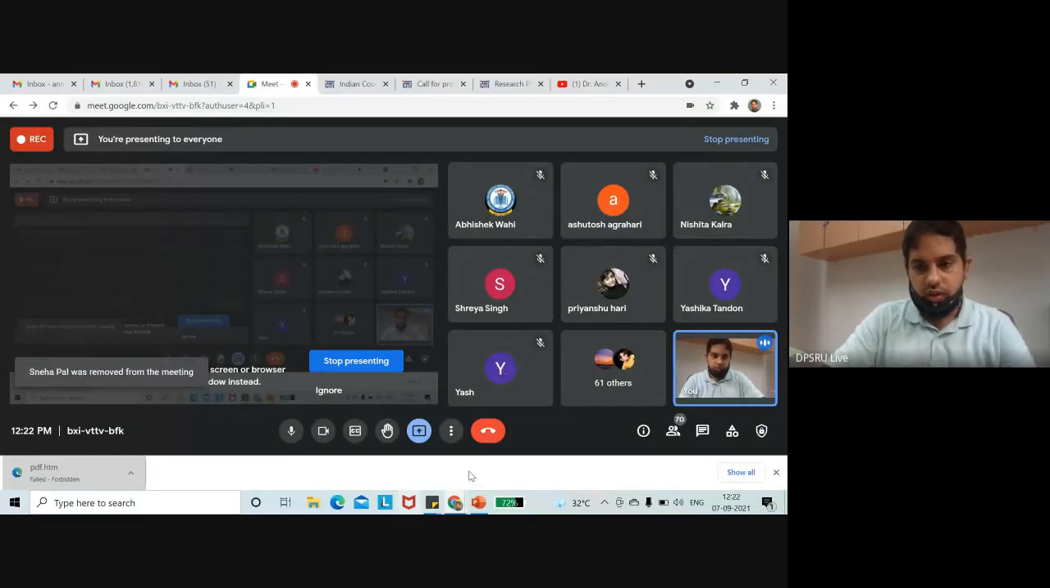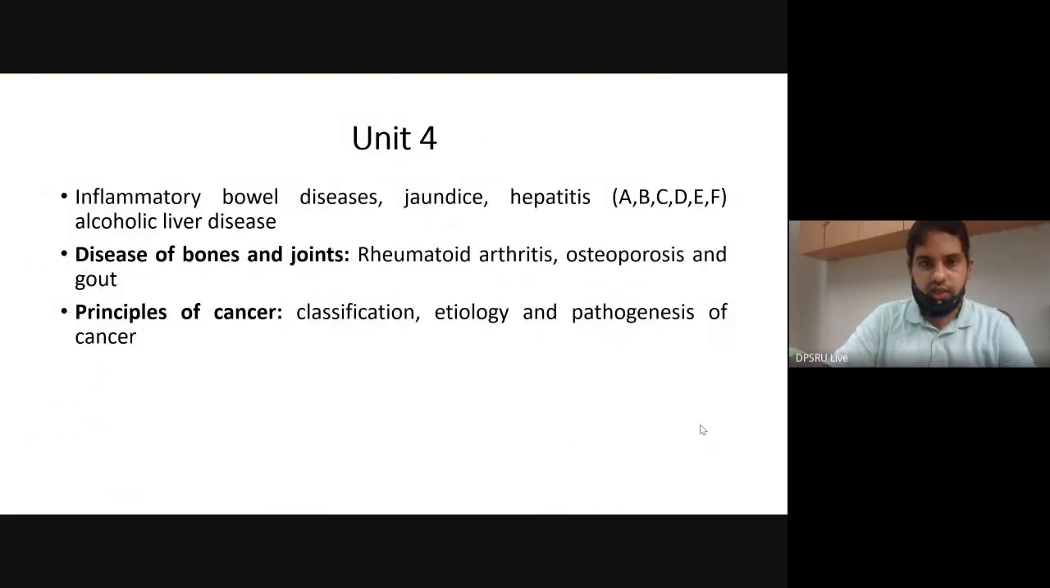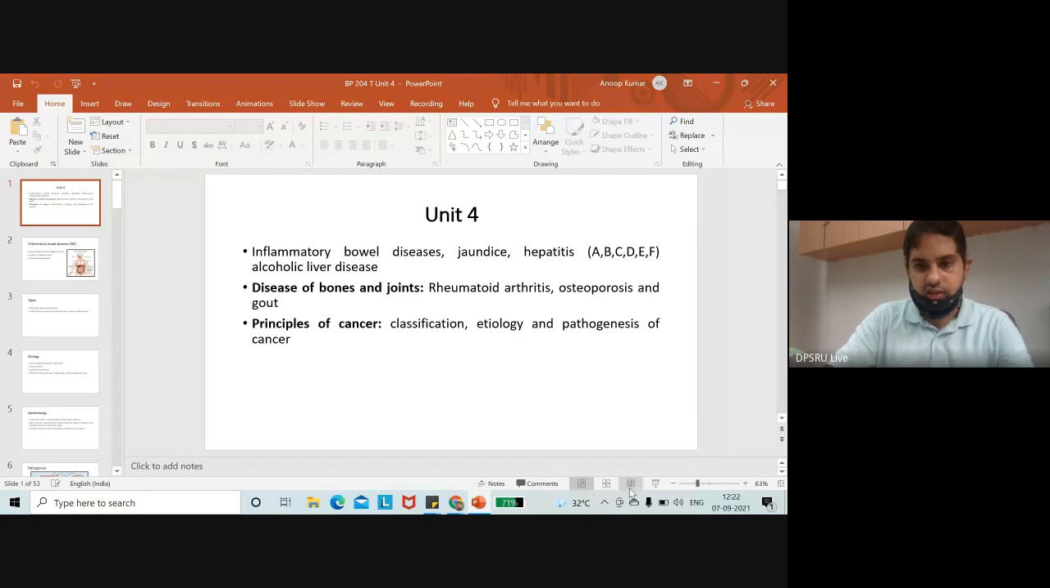Okay, so now we are going to start another important disease in Unit 4, and it's the last disease, that is cancer. And I think every one of you knows what actually cancer is.